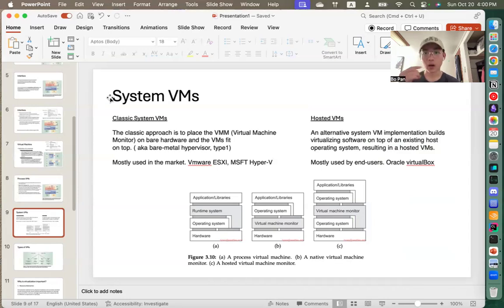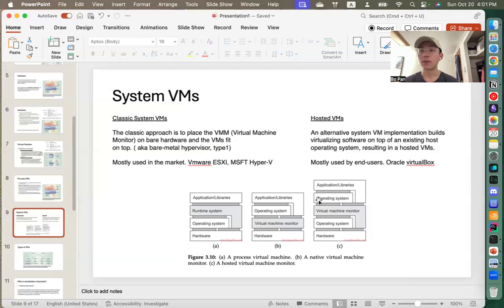The second type is hosted virtual machines. It is an alternative system virtual machine implementation that builds virtualizing software on top of the existing host operating system, resulting in the hosted virtual machines. So in the picture, you can kind of see there is the operating system and the virtual machine sits between. And on top of that, we have the host operating system in here. They are mostly used by the end users, like you and me. An example would be the Oracle VirtualBox.